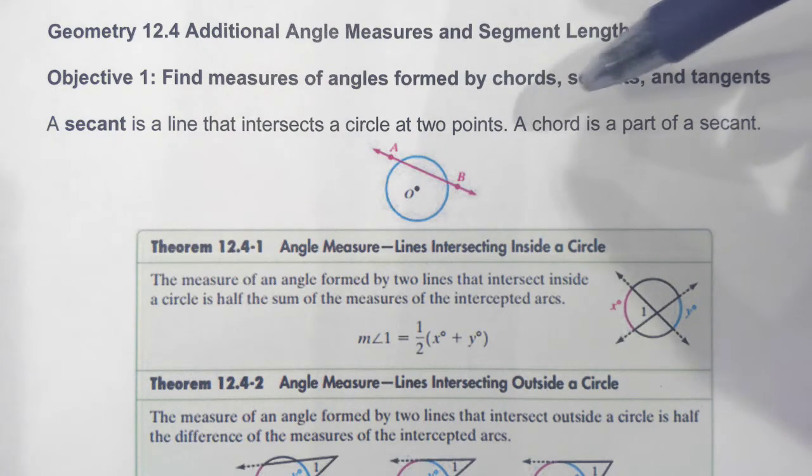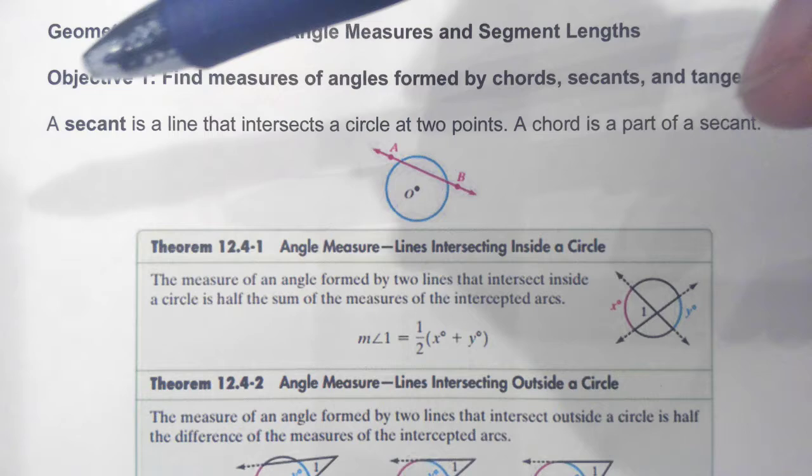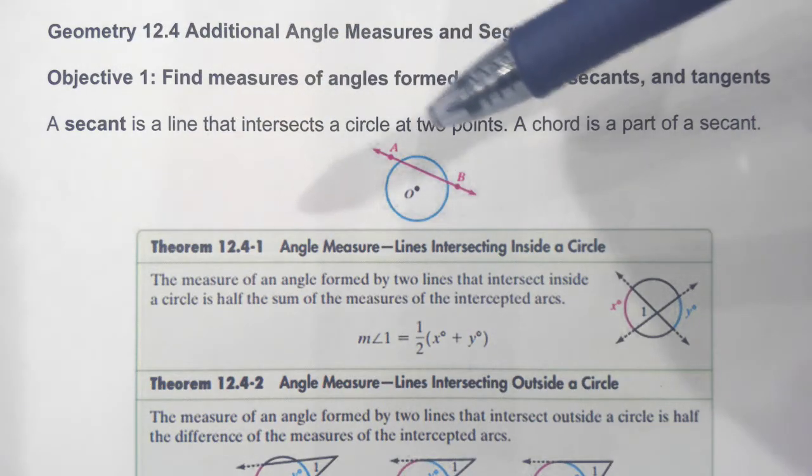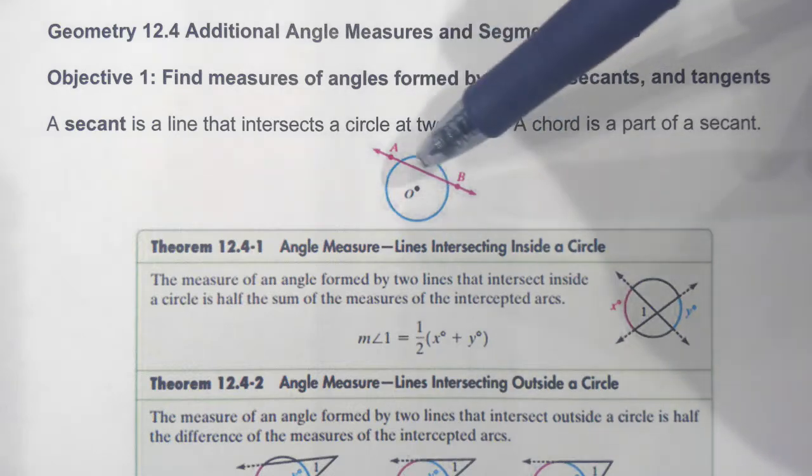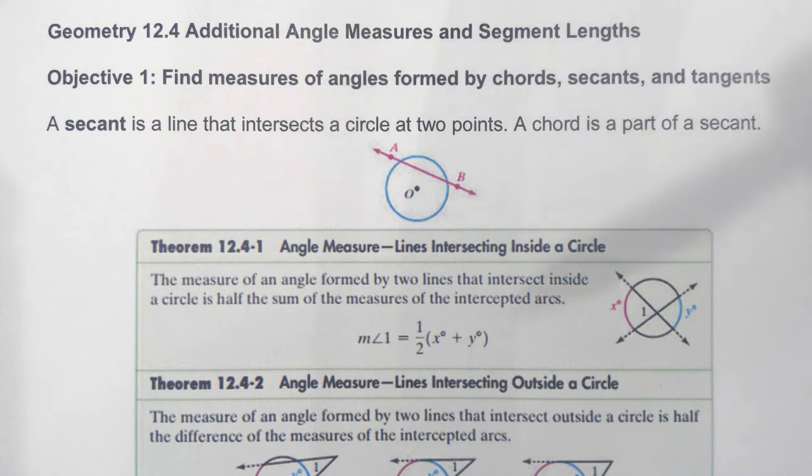We know what chords and tangents are. Secants is a new one. A secant is a line that intersects a circle at 2 points. A chord is a part of a secant. So a chord would stop at the edge of the circle. The secant is just continuing that line past the circle.